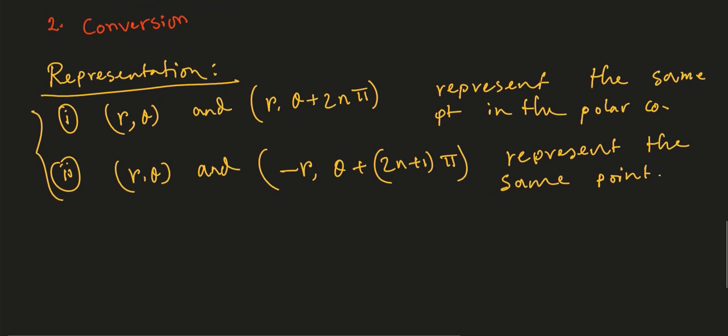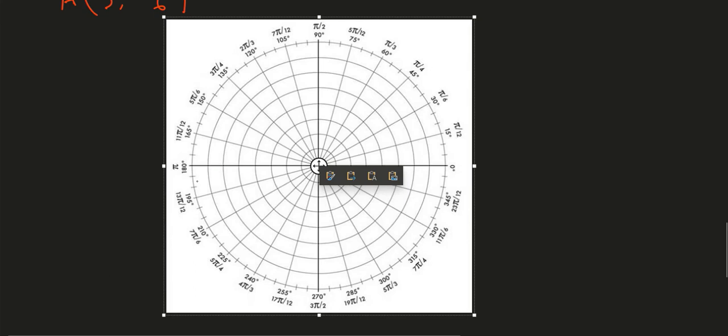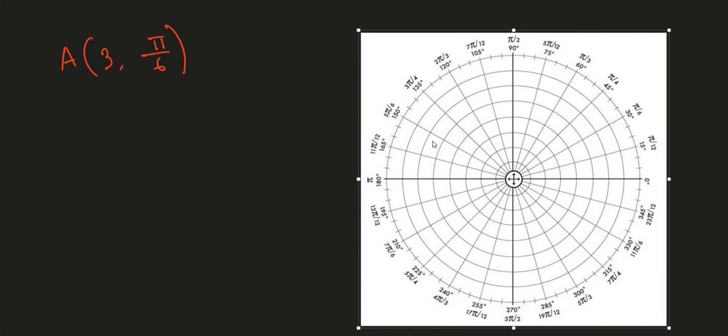Let's say I have a point A, and its coordinate is (3, pi over 6). If I want to sketch this point in polar coordinates, let's say I have my coordinate system here. I want to sketch this point in this coordinate system. So 3 units apart from the origin, 1, 2, 3, and the rotation is pi over 6. Pi over 6 is here. So here is my point A.